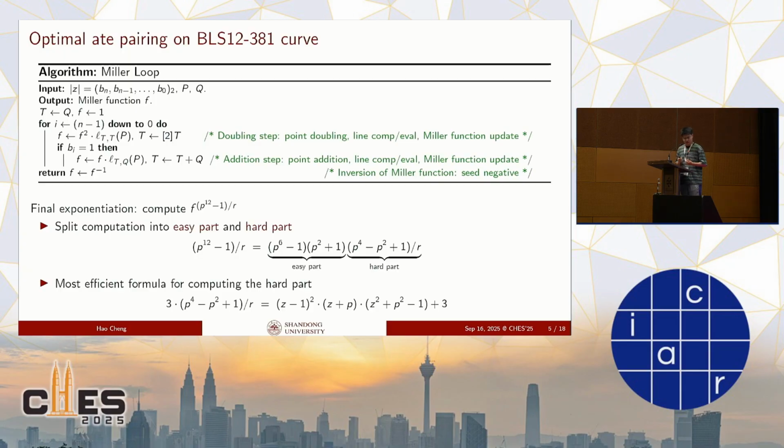As for the final exponentiation, the computation is usually split into two parts, namely the easy part and the hard part. As indicated by the name, the hard part is more difficult to compute, and there exist different formulas for computing it. In this work, we use this specific one to compute the hard part.